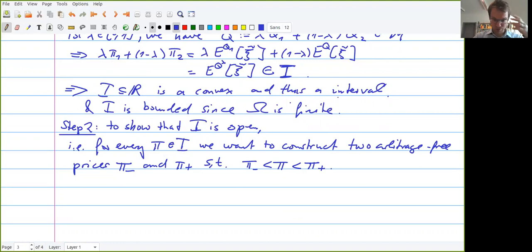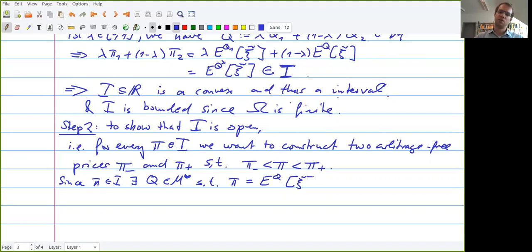How do we do this? How do we construct them? We want to construct a new martingale measure, or actually two new martingale measures, which represent these two prices, pi minus and pi plus. Since pi is in I, there exists a Q in the set of equivalent martingale measures such that pi is equal to the expected value under Q of the discounted claim.